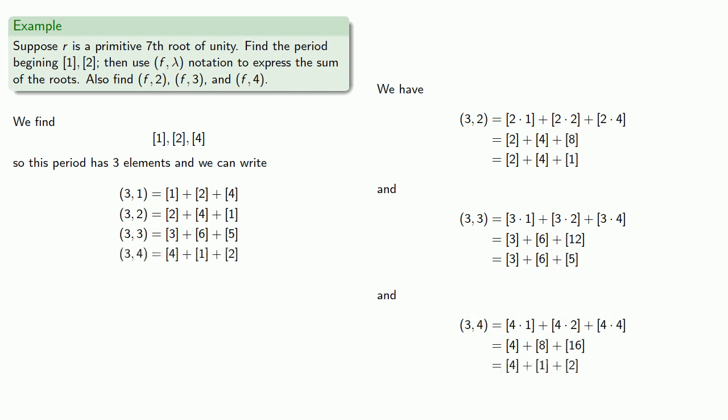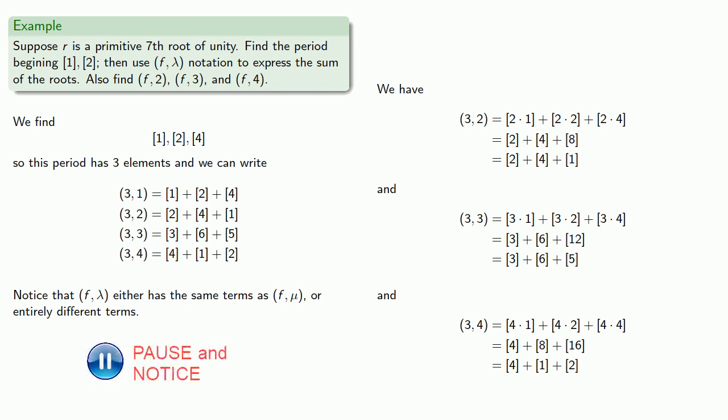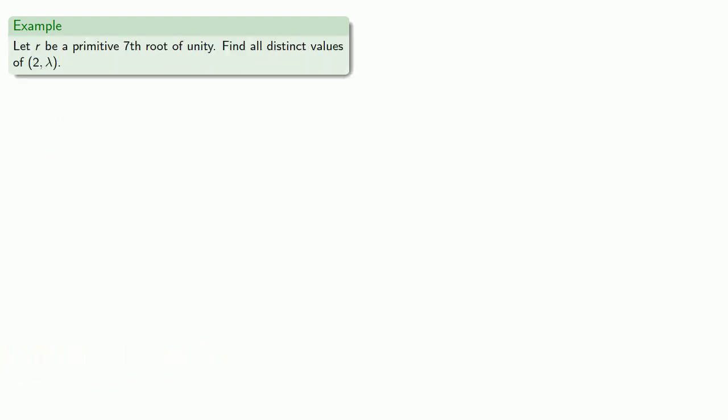Now, if you look at these, you'll notice that some of these are exactly the same, although the order of the sum might be different. But if the terms aren't the same, they are completely different. And so f, lambda either has the same terms as f, mu, or entirely different terms. So let's see if we can find those values. So let R be a primitive seventh root of unity. Let's find all the distinct values of 2, lambda.